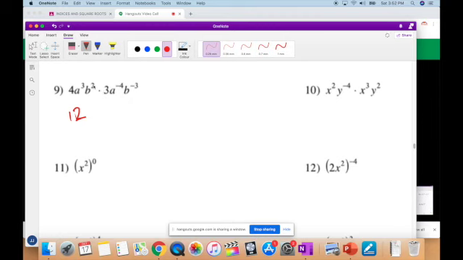A to the 3 minus 4 is a to the -1, right? And b also to the -1, because that is 2 plus minus 3, which is 2 minus 3. Okay? So now this is 12 all over ab. You all get that one? Yes, sir.